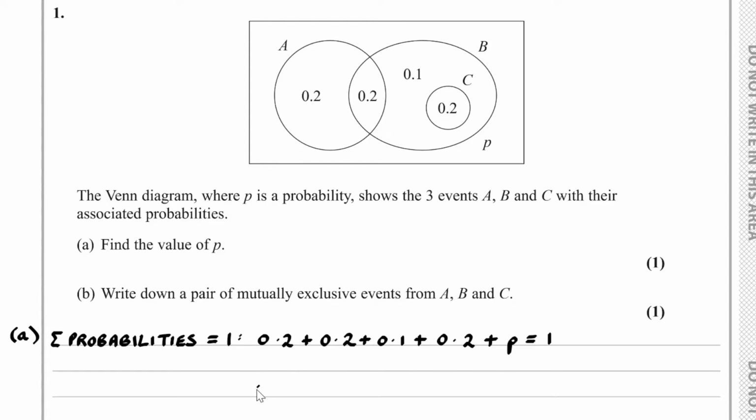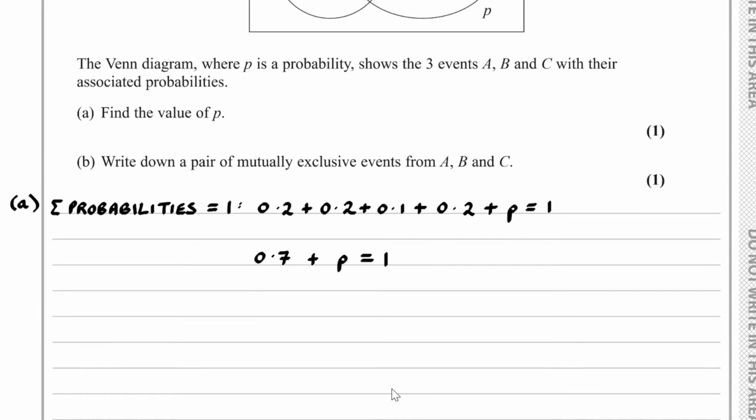We have 0.7 plus P equals 1, and so therefore P is equal to 0.3. Now for part B, we have to write down a pair of mutually exclusive events from A, B and C.